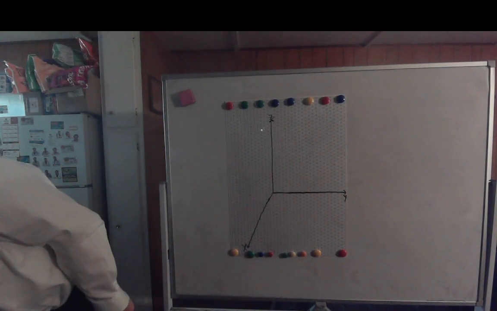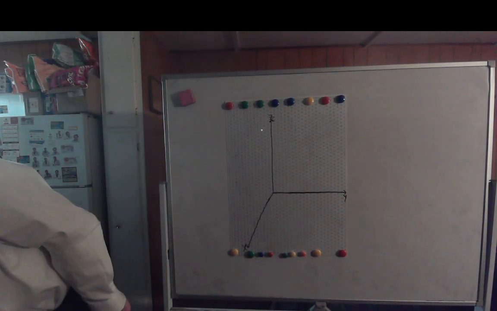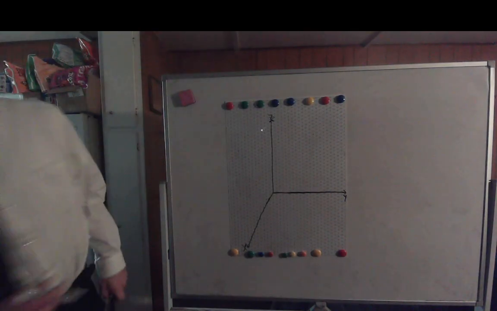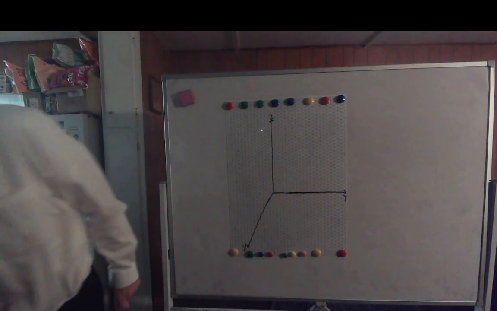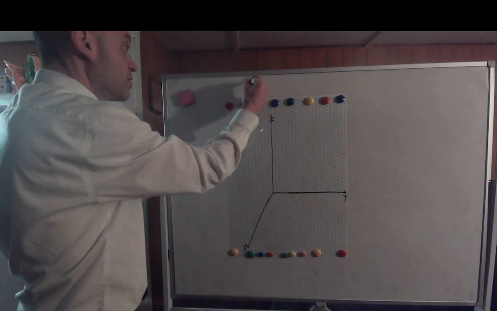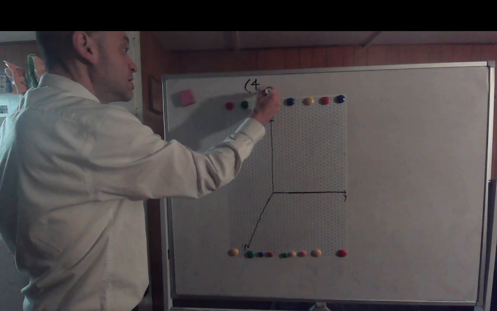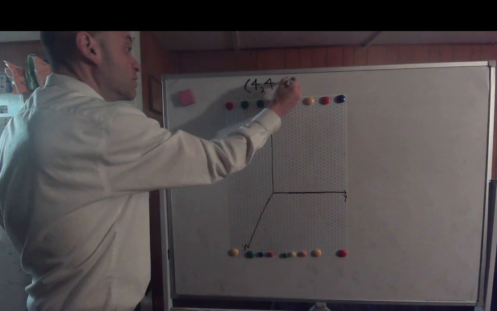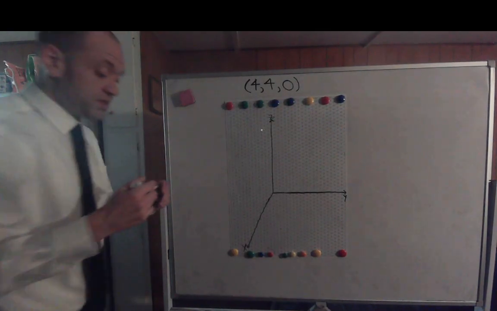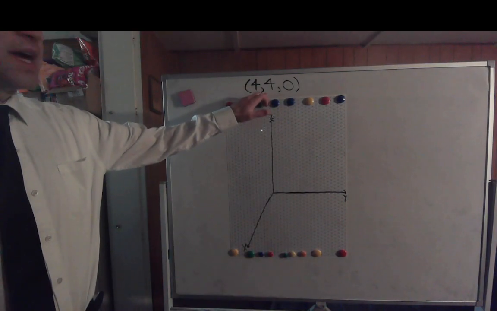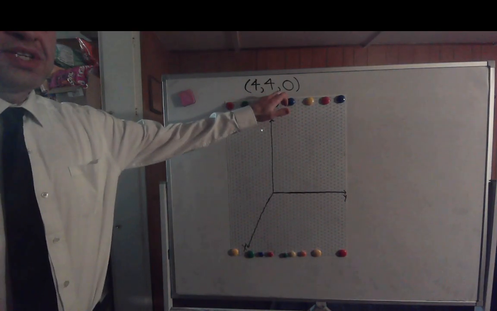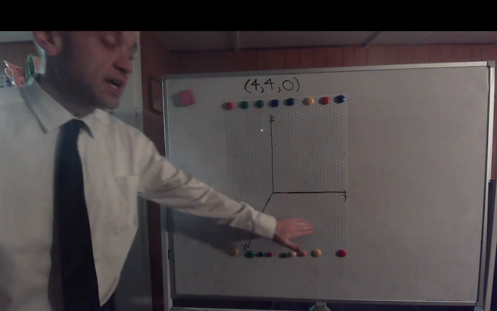Alright, now let's say we wanted to plot 4, 4, 0. Let's plot 4, 4, 0. So this time you have an x and y coordinate with actual numbers. Your z coordinate is 0. So you're just going to be in the xy plane.